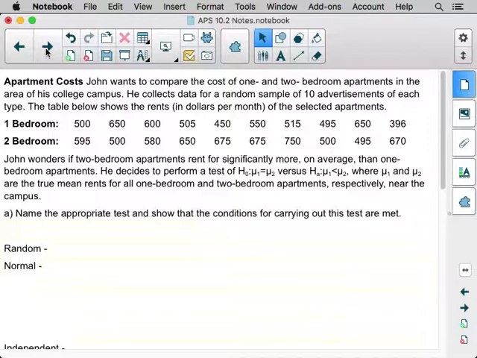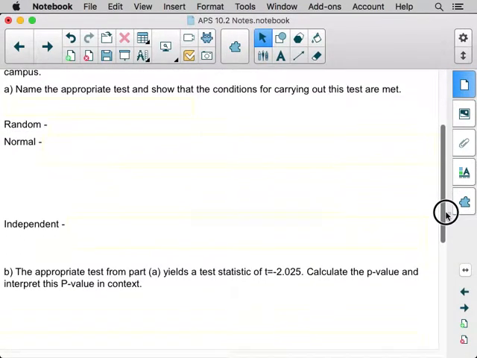Let's see. John wants to compare the costs of one and two bedroom apartments in the area of his college campus. He collects data on a random sample of 10 advertisements of each type. The table below shows the rents in dollars per month of the selected apartments. John wonders if two bedroom apartments for rent are significantly more on average than one bedroom apartments. He decides to perform this test. Either they're equal or the two bedroom is more. Name the appropriate test and show the conditions are met.